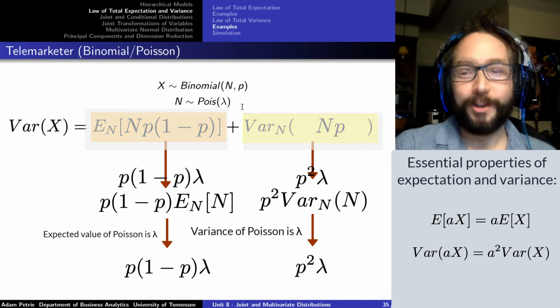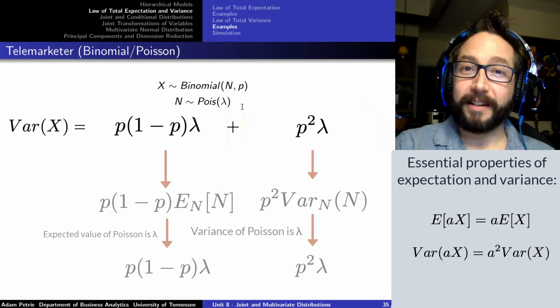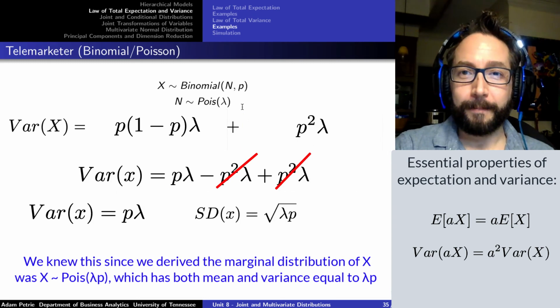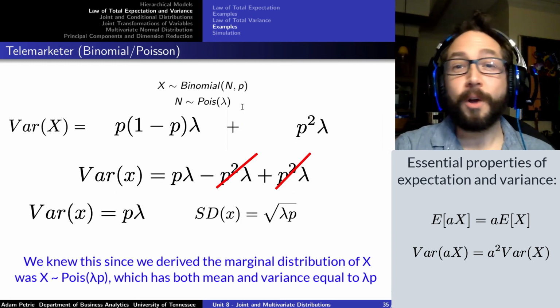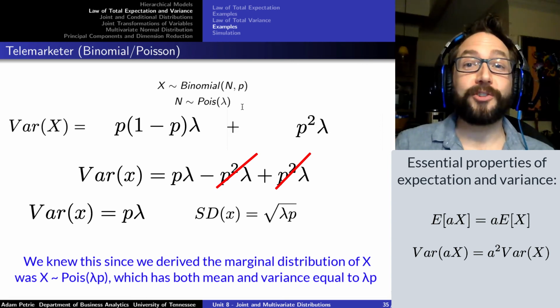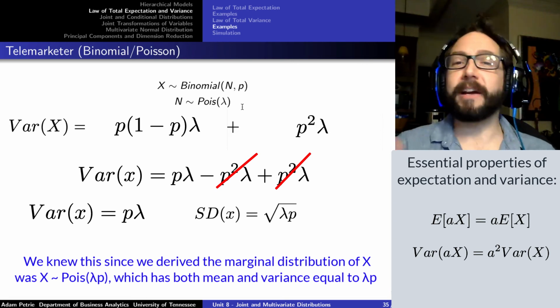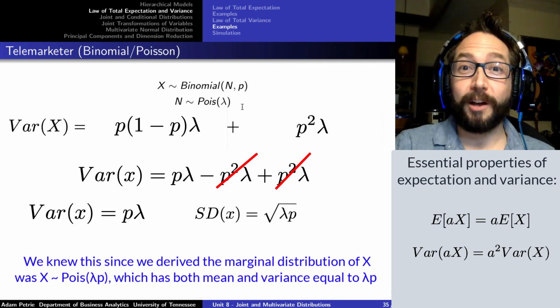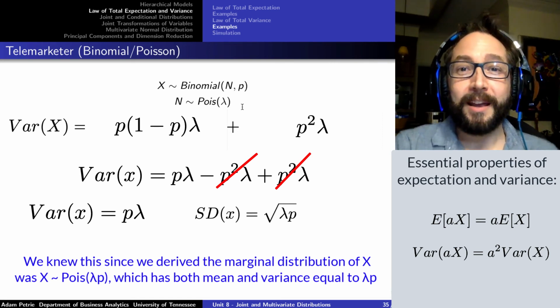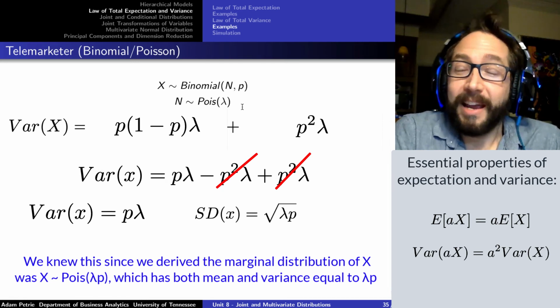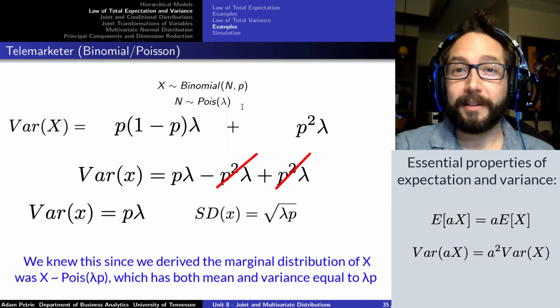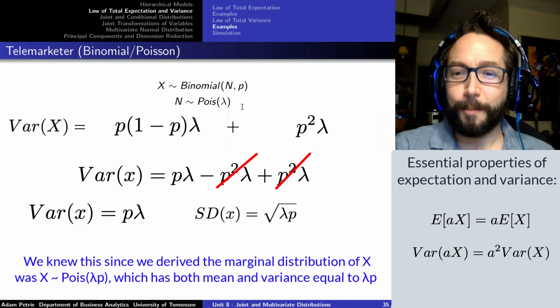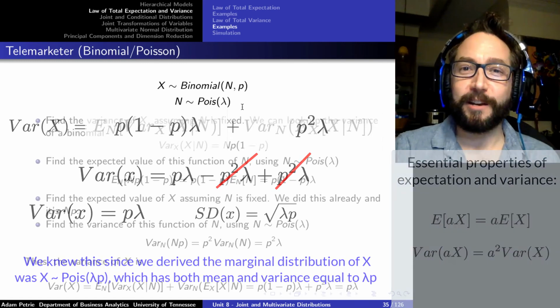Almost there. We do the addition, and we find that the variance is p times lambda. And this is something that we actually already knew because we derived the marginal distribution of x, freeing ourselves from that random dependence on the number of calls. We saw that it was Poisson with a parameter lambda times p, and we know that the mean of a Poisson and the variance of a Poisson are both the parameter itself. So no big surprise here, we just recovered something we already knew.